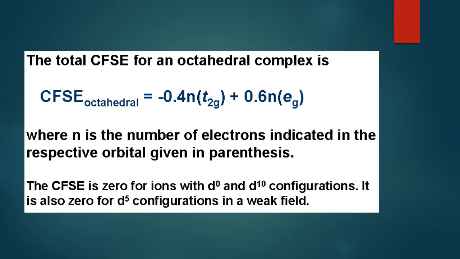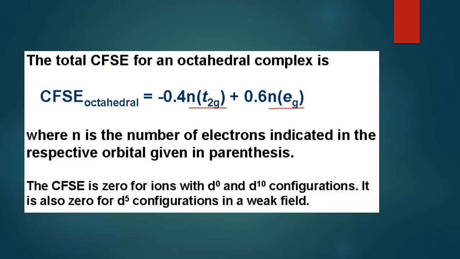Based on this, the crystal field splitting energy of an octahedral complex is minus 0.4 into n of T2G plus 0.6 into n of Eg. This term n of T2G is the number of T2G orbital electrons and the n of Eg is the number of Eg electrons.